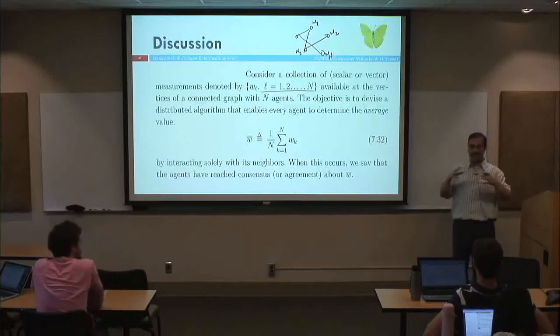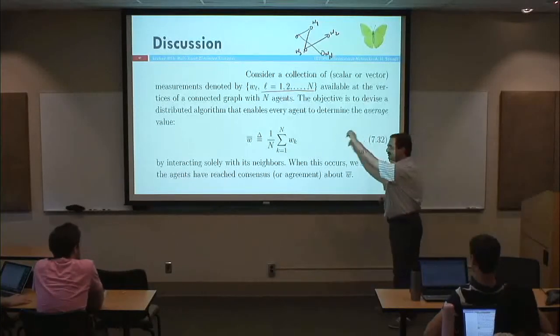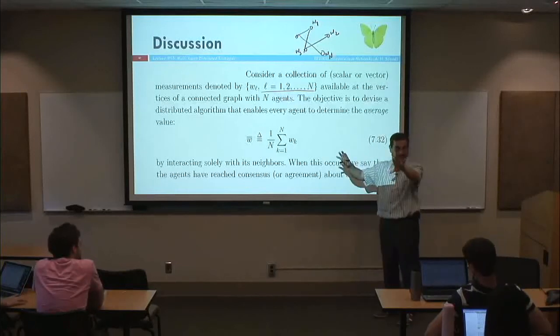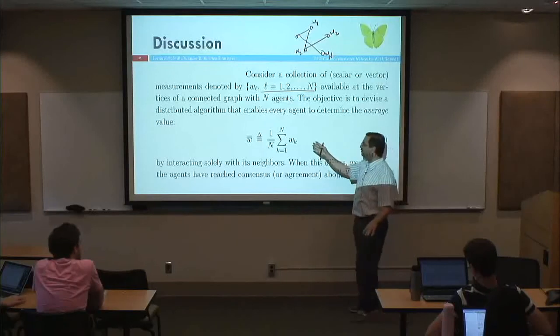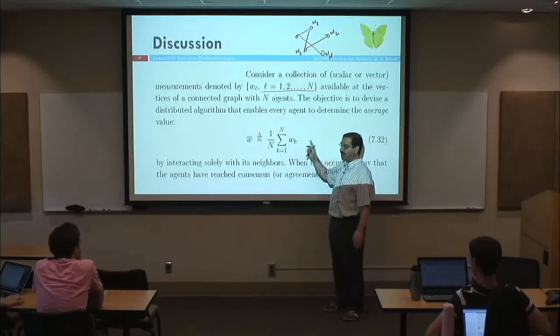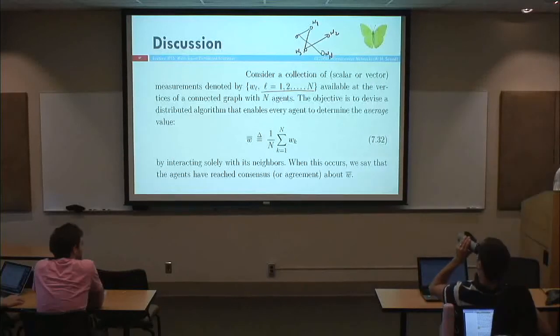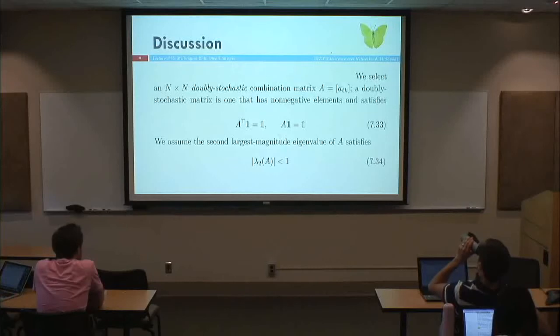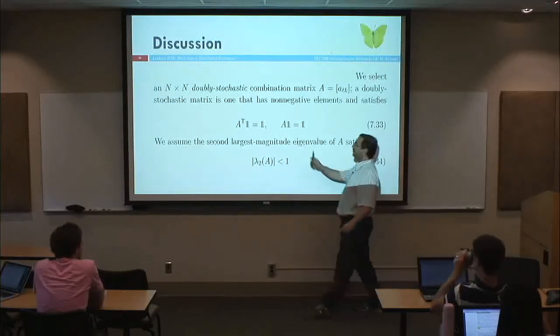It doesn't deal with streaming data. It just assumes that you have a network with some data sitting at the nodes. That's it, fixed. No more data is arriving. I would like to know the average value of the data that's sitting in the network in a distributed manner. What the original consensus does, and I'm going to prove to you later why it works, is the following. It says, let's pick a doubly stochastic matrix A.